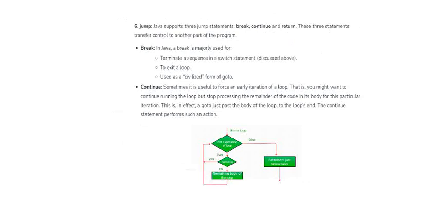Continue statement: sometimes it is useful to force an early iteration of a loop. You might want to continue running the loop but stop processing the remainder of the code in its body for this particular iteration. This is in effect a goto just past the body of the loop, to the loop's end. The continue statement performs such an action. This is the flowchart of the jump.